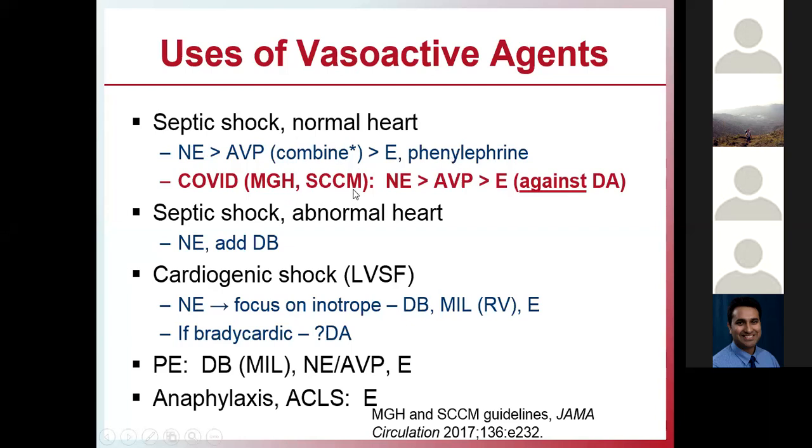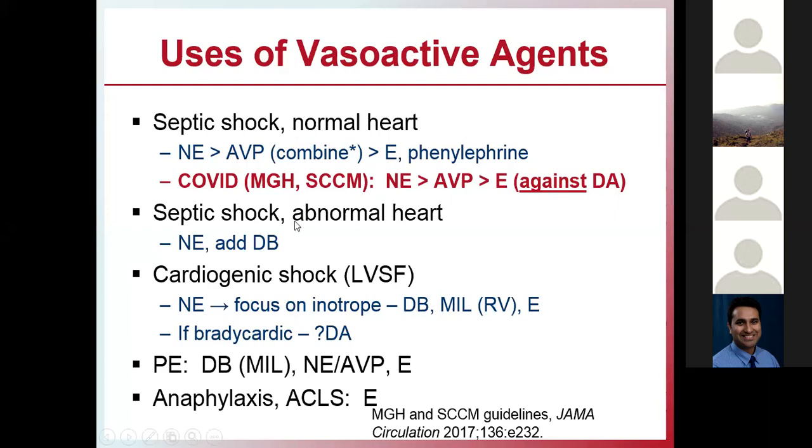In the SCCM Surviving Sepsis Guidelines, it's worth a read. It's now published in Critical Care Medicine. It also has executive summary tables. Or if you look at the MGH guidelines, which are available on the MGH Medicine COVID Hub, these recommendations are the same. Norepinephrine, add vasopressin. Epinephrine can be considered. Both recommend against dopamine for the reasons we saw from the trial and meta-analysis data.